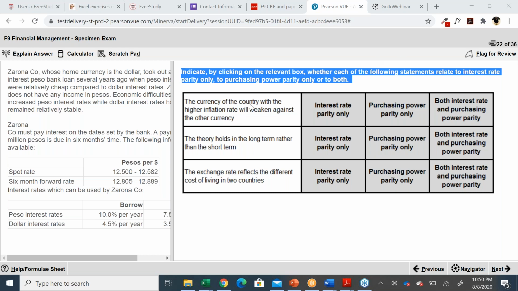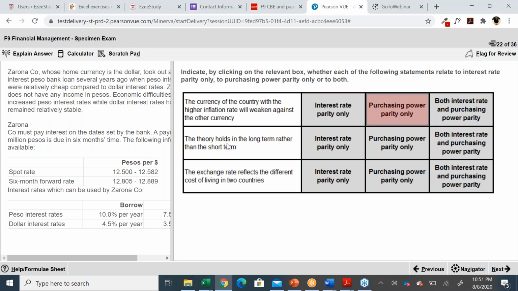The currency of the country with a higher inflation rate will weaken against the other country. So it's talking about inflation rate. Inflation rate is related to which of the two theories? Purchasing power or interest rate? It's purchasing power. The theory holds in the long term rather than the short term. So both, because that's not the difference between the two. If it is true, then it is true for both of them.